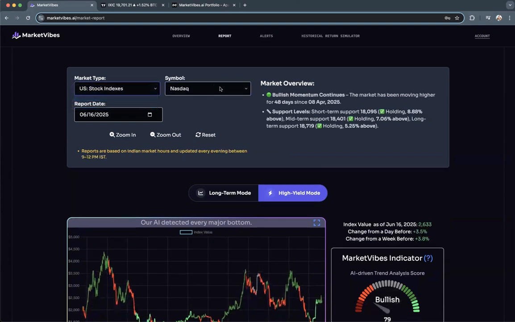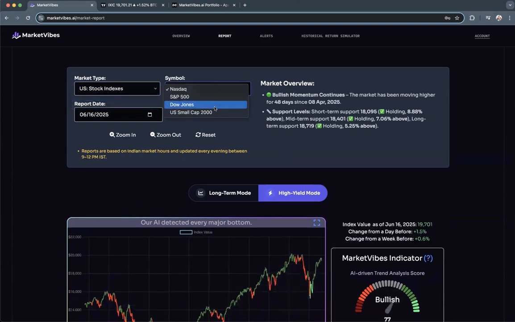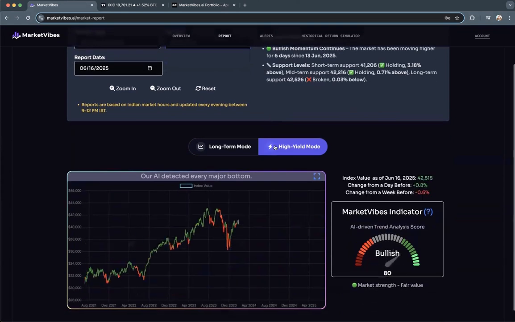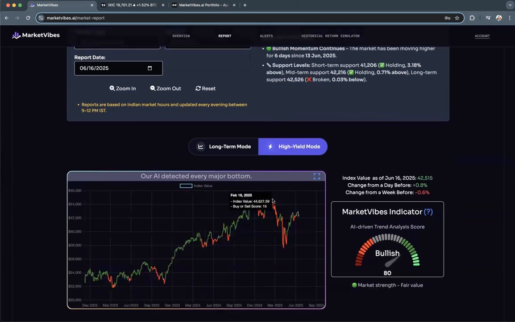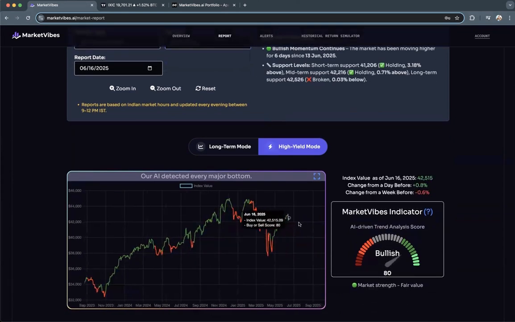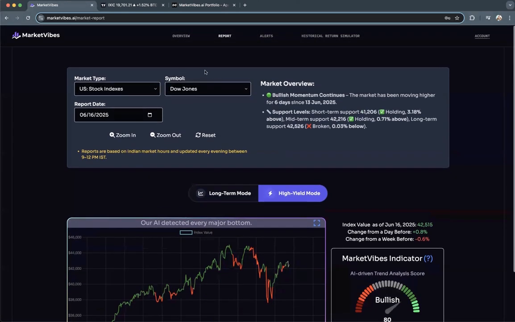In US markets, if you see Dow Jones, it's around the same story. It's actually turned 80 probably today. Yeah, 16th June, it turned green, which basically means it's picking up the bullish momentum again.